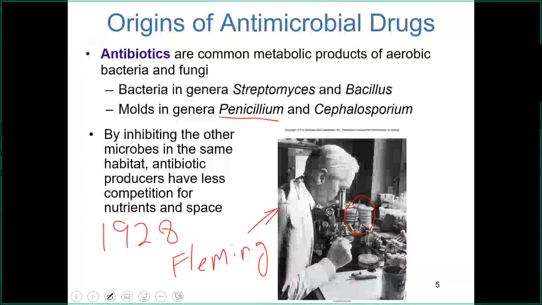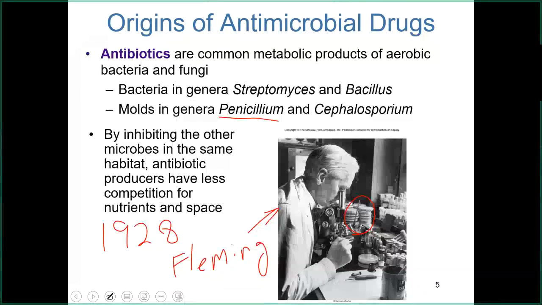He noticed that antagonism between the mold and the bacterium, and deduced that, hey, this mold is producing a chemical that's going into the surroundings that's killing this bacterium, which was known to be an infectious bacterium. Staph aureus was well known as an infectious agent. He thought, maybe we can figure out a way to get that chemical and use that to kill infectious agents. That was in 1928.